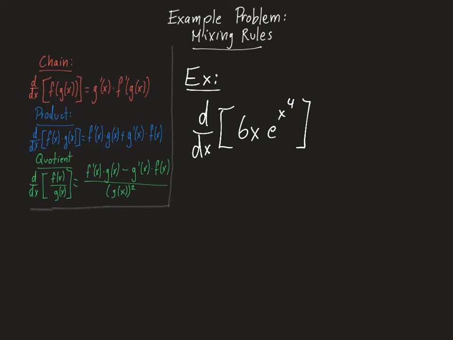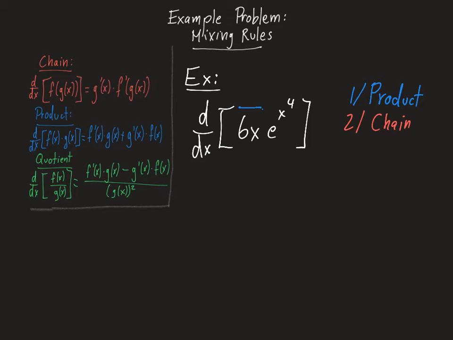Okay, so the 2 rules we're going to need to use are, first, a product rule, and then second, a chain rule. Okay, how do we know this? Well, let's break down this problem. Let's break down this function into its component parts.